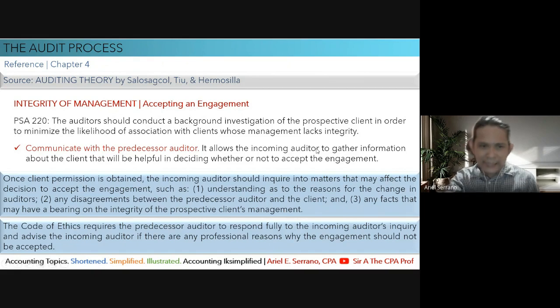The Code of Ethics requires the predecessor auditor to respond fully to the incoming auditor's inquiry and advise the incoming auditor if there are any professional reasons why the engagement should not be accepted. Especially, halimbawa, dito, ang reason kung bakit nagpalit ng auditor is merong disagreement. Hindi sila mag-agree. So, kung may approval sa client na kausapin si predecessor auditor, pwedeng tanungin, is there any professional reason bakit hindi namin tatanggapin yung kliyente na yon, yung dati mong kliyente? Depending on the result of your inquiry of the meeting, it will help you in determining whether or not to accept that engagement.